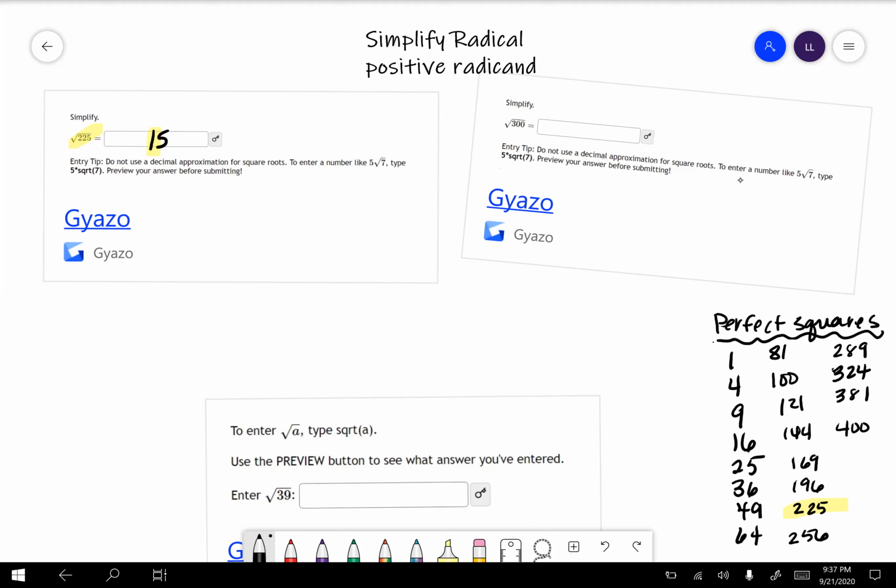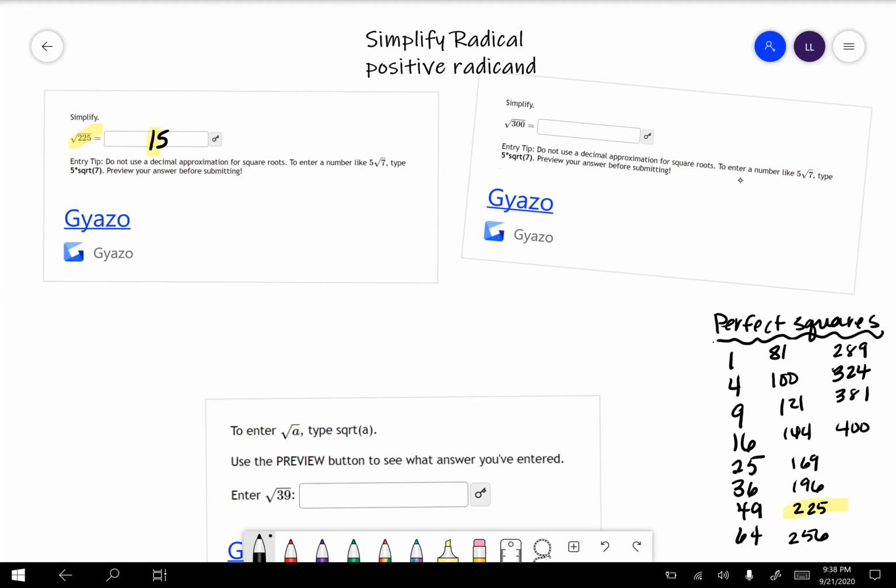Now let's look at our next example. We have the square root of 300. So the square root of 300 is not on our list of perfect squares. If you see it up here, right? I see 289, and then it skips all the way down to 324. So yeah, it is not one of our perfect squares. However, it is an even number. That means it can be broken down into radicals. And so we're going to separate it into multiple factors to go ahead and simplify.